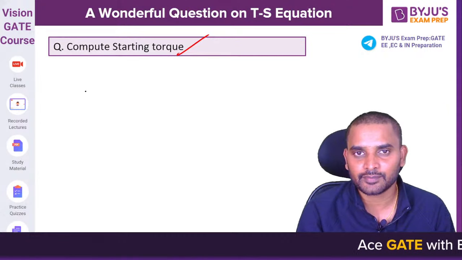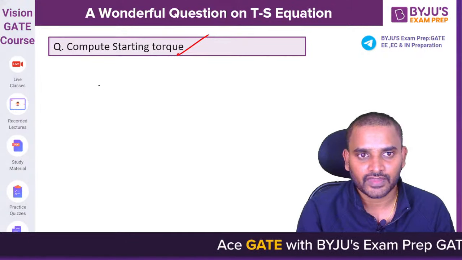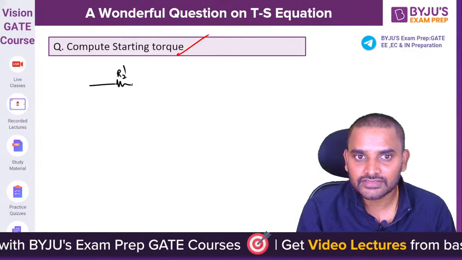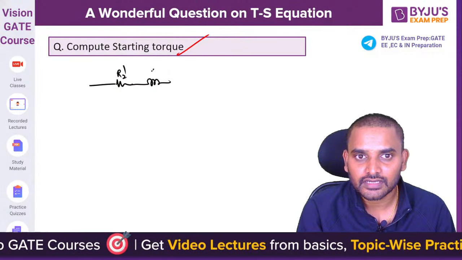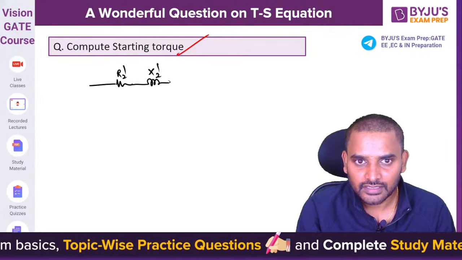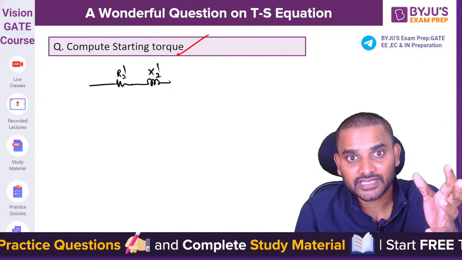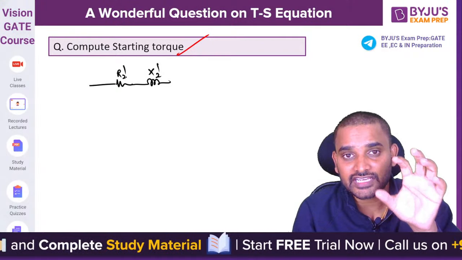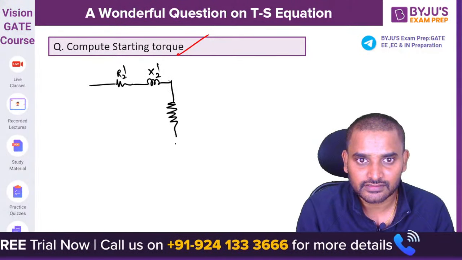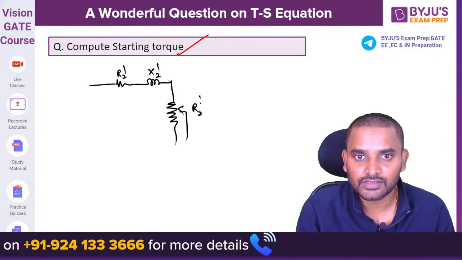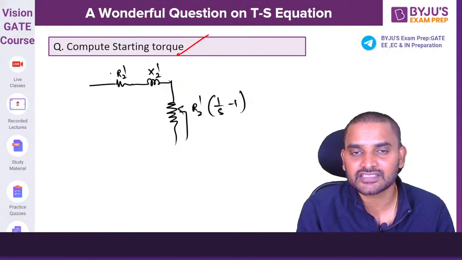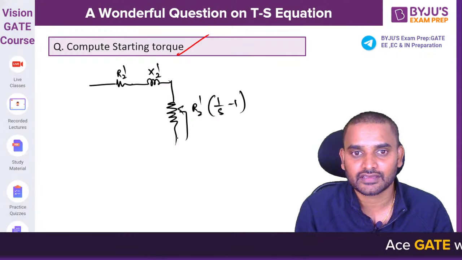You want air gap power and all those things, right? Okay. The equivalent circuit looks like this: R2 dash and X2 dash. So instead of writing R2 dash by S, we will write that R2 dash by S term as R2 dash plus R2 dash of 1 by S minus 1. If you add this resistance term and this resistance term, you will get R2 dash by S only.